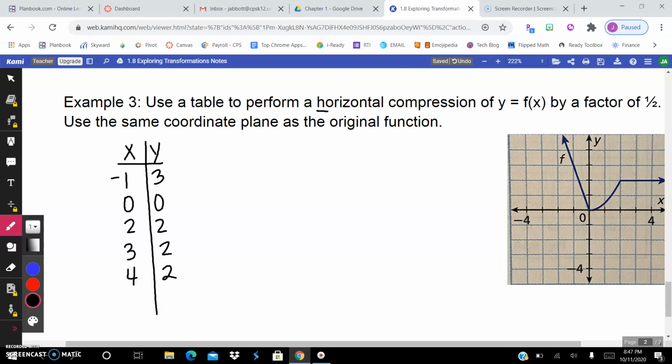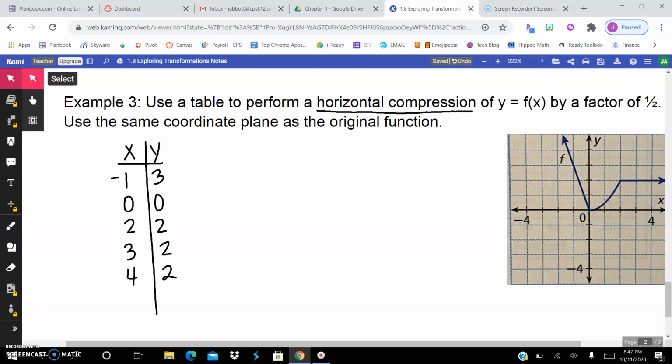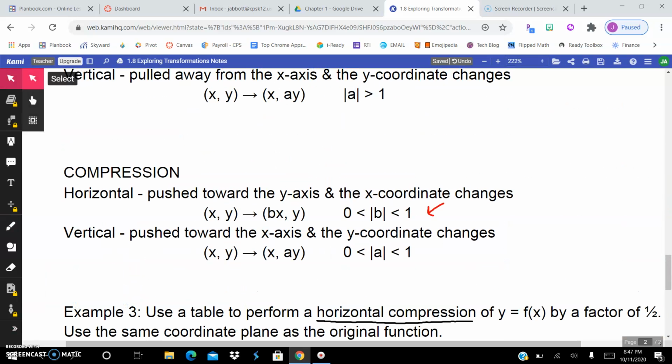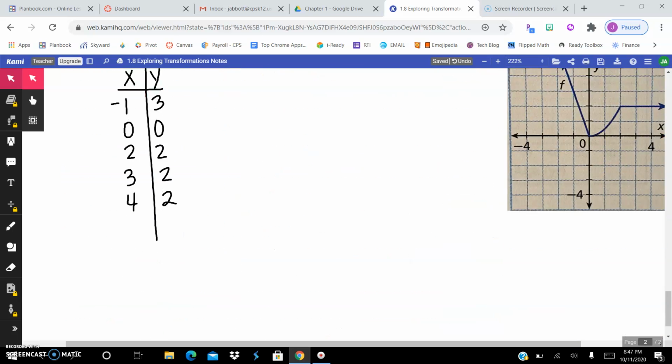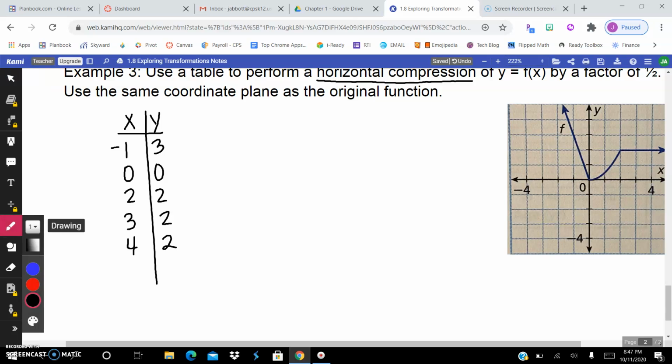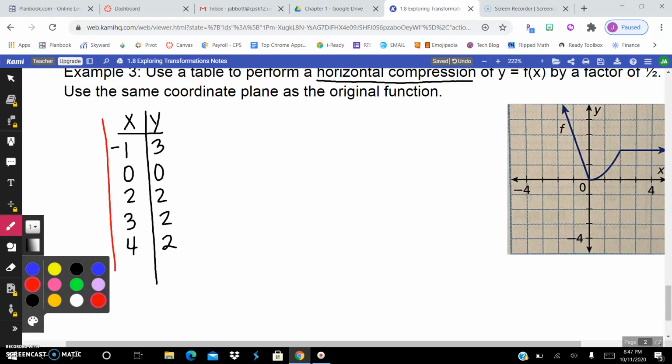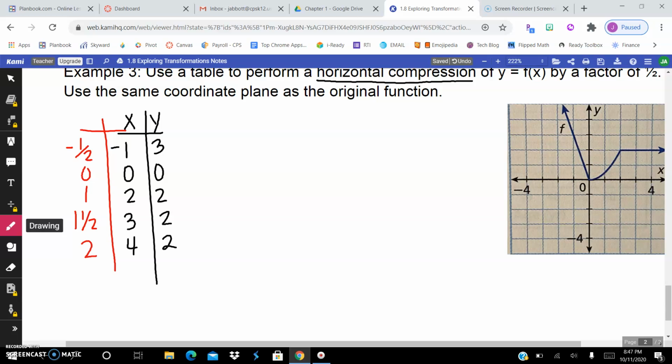And let's look at a horizontal compression. If I go back here, here's compression. We are going to multiply our factor by our x values. So in this chart, we're going to get some new x values. And our factor is 1/2. So we're going to have to multiply everything by a half. So half of -1 would be -1/2. Half of 0 is going to be 0. Half of 2 is 1. Half of 3 is 1.5. And half of 4 is 2.